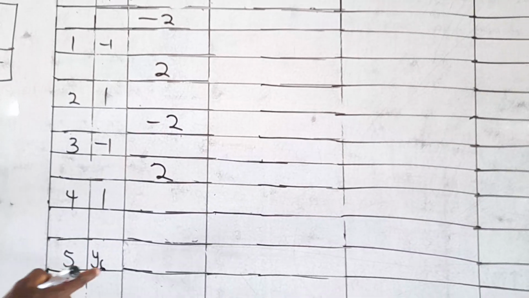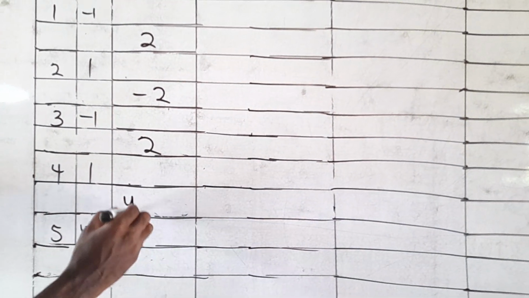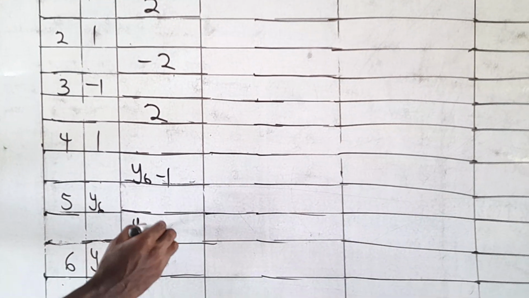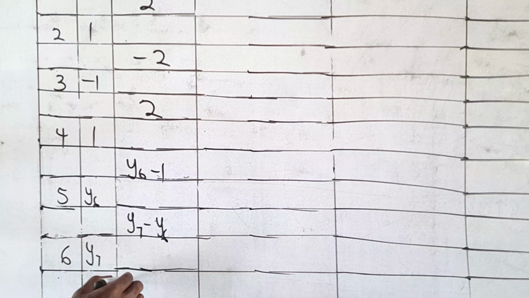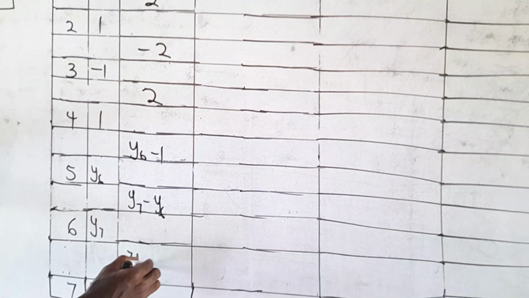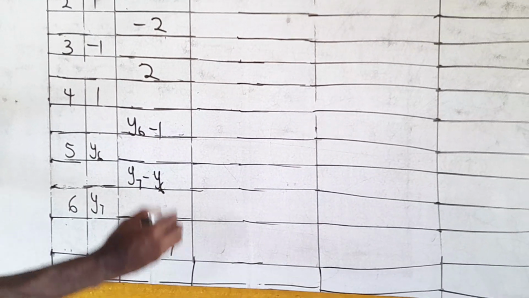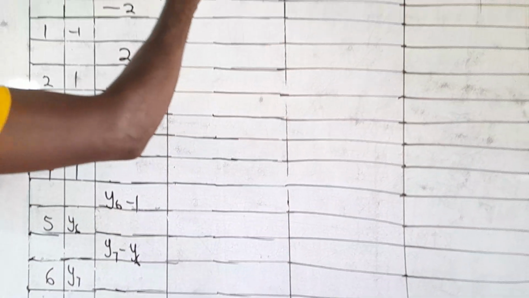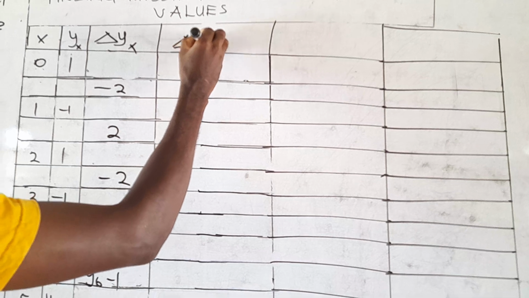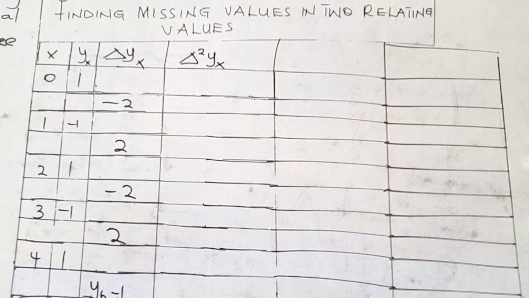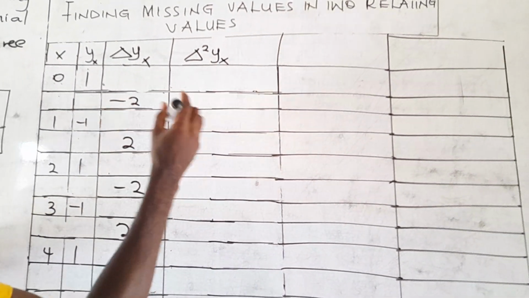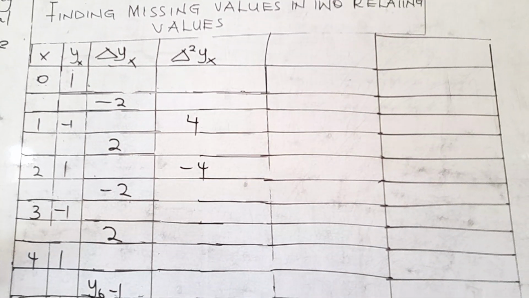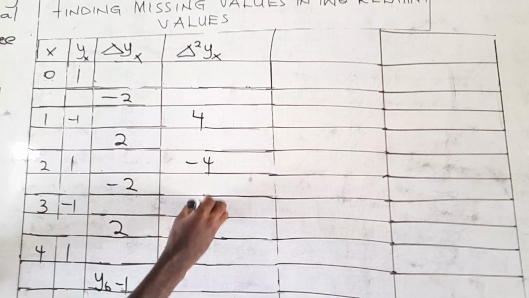So this place, y6 minus 1, we have y6 minus 1, and this will be y7 minus y6, and this will be y8 minus y7. I hope you get that. Then the next one is the second difference, del square subscript x. So 2 minus minus 2, that will be 4. Minus 2 minus 2, that will be negative 4. Then 2 minus 2, that will be 4.